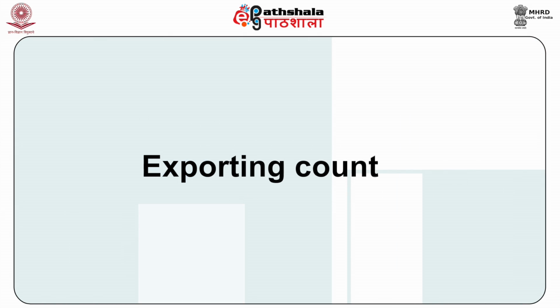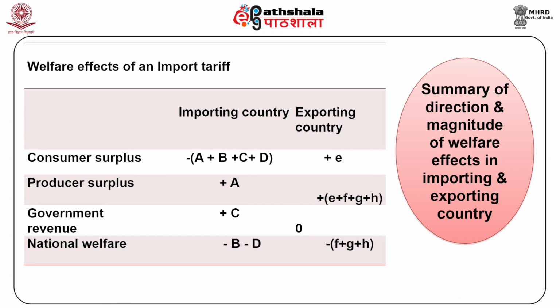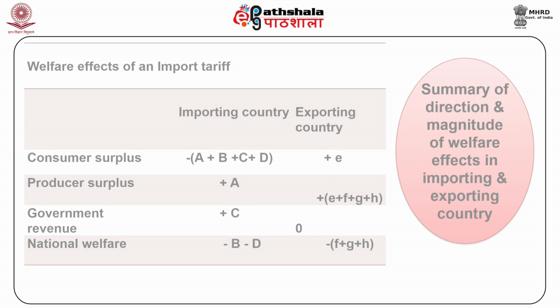Exporting country. It is calculated by summing up the gains and losses to consumers and the producers. Since all the three components are negative, the importer's tariff must result in a reduction in national welfare for the exporting country. The table provides a summary of the direction and magnitude of the welfare effects to producers, consumers and the government in the importing and exporting countries.